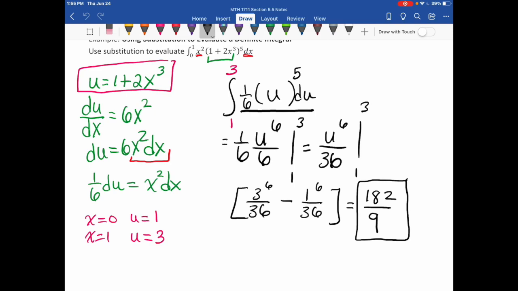Notice that because we're actually getting a value and we're not doing an indefinite integral where I end up with some function plus a constant, I don't have to worry about going back and resubstituting for u. I'm just going to get that value 182 over 9.